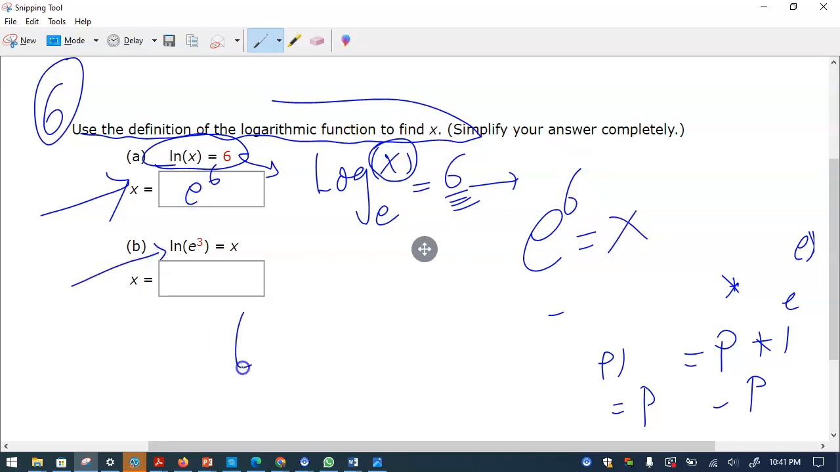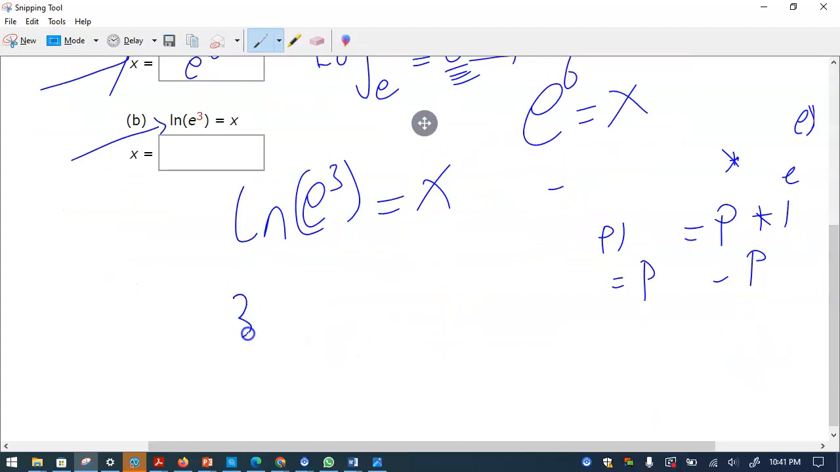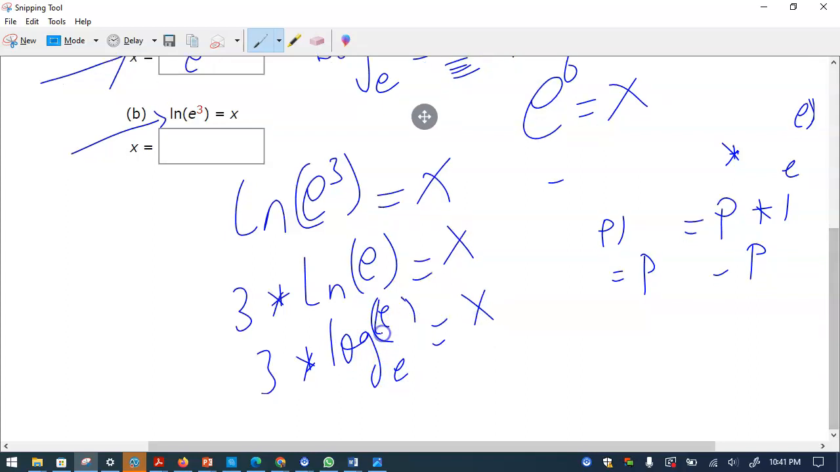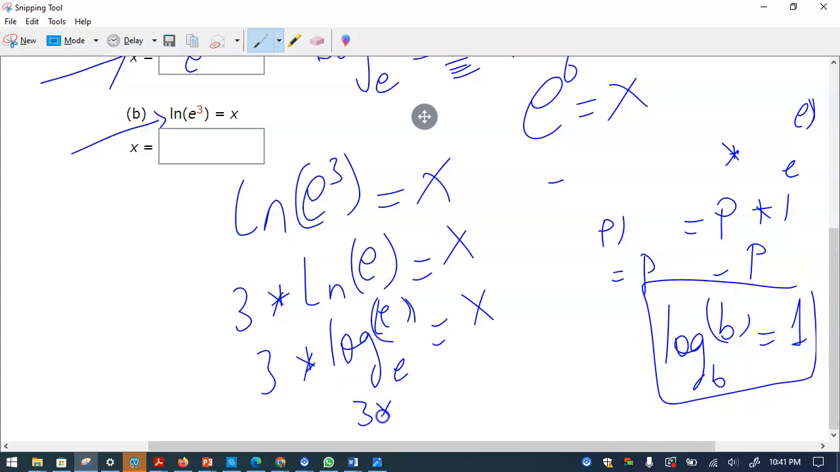If you see this one, ln of e raised to 3, the answer is straight away the same as writing 3 times ln of e, right? And what does this basically mean? It is the logarithm of e to the base e. Whenever you have the base and the input the same, remember, the logarithm of b to the base b is always 1. So I'm going to use this as 3 times 1 is x. So x equals 3, and you're done.